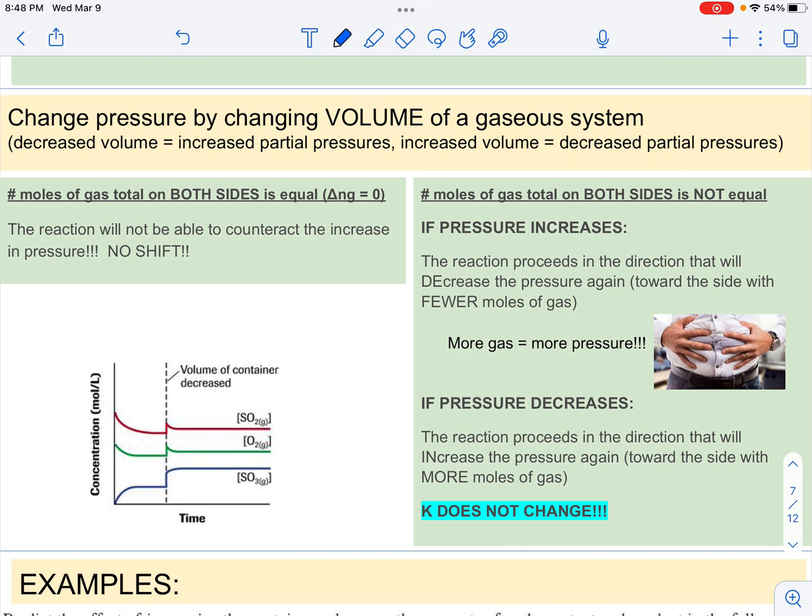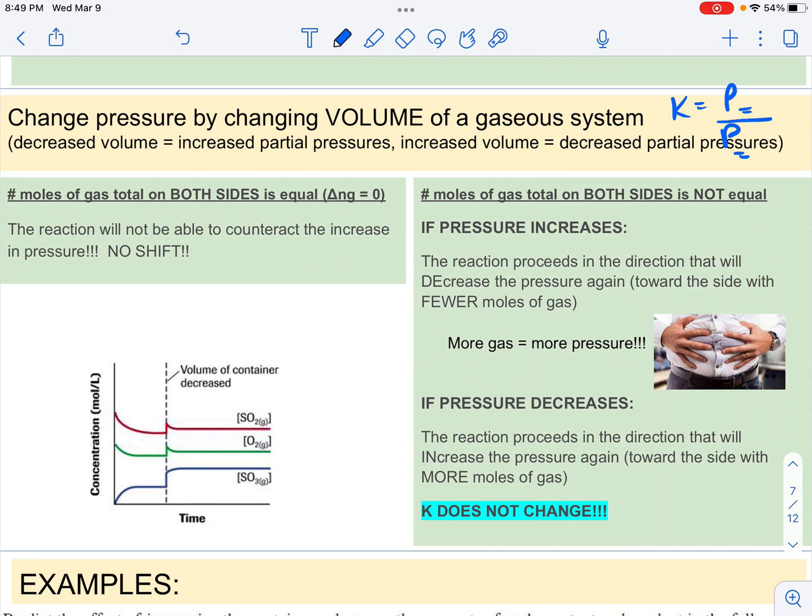All right, so the next one I want to look at is what happens if you change pressure by changing the volume. So remember that anything that changes the partial pressures, anything that changes the pressures of those gases is going to cause a shift in the system. So if I add more gas, clearly that changes the partial pressure. If I add more of one of the gases that's part of my reaction, then that will shift to use it up because it's like adding concentration.